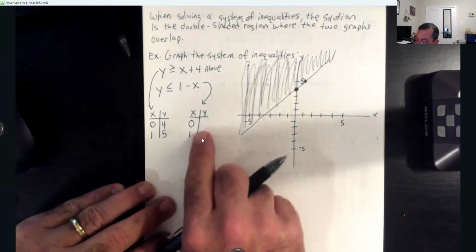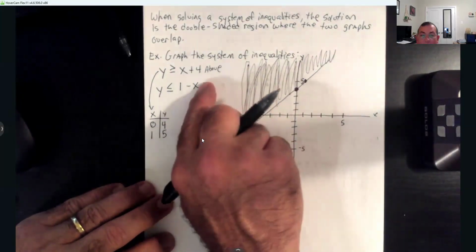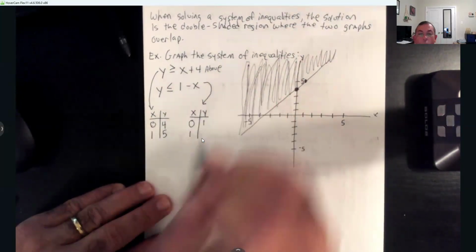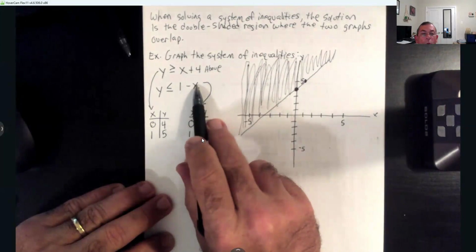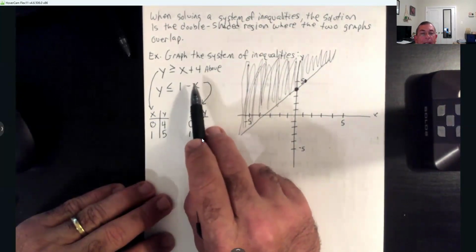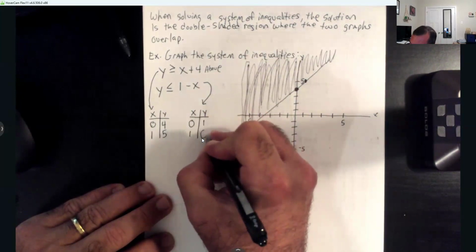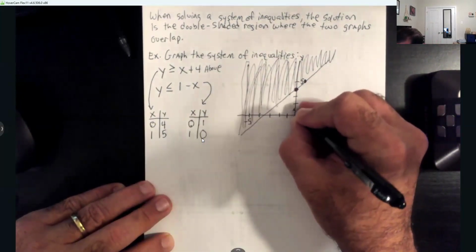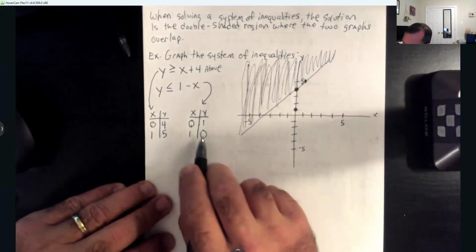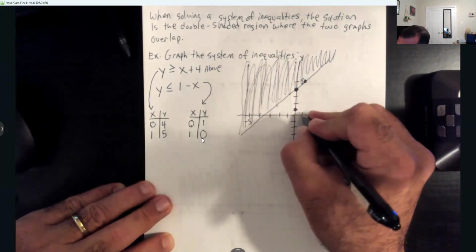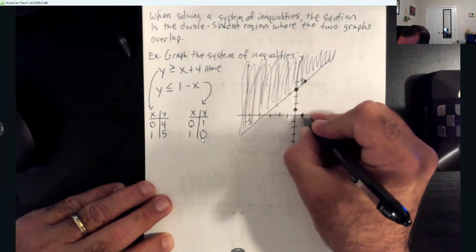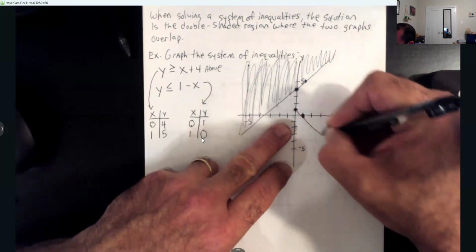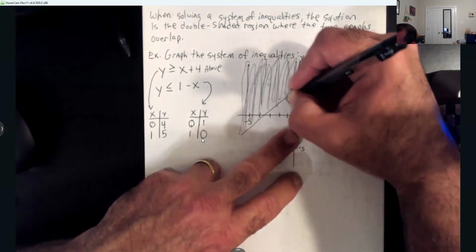So now we plot this second point. If I put a 0 in for the x, 1 minus 0 is 1. If I put a 1 in for the x, 1 minus 1 is 0. So I'm going to plot 0, 1. So 0, go up 1. Second point is 1, 0. So go right 1 and stay there since the y was 0. All right, I will draw that line through them points.